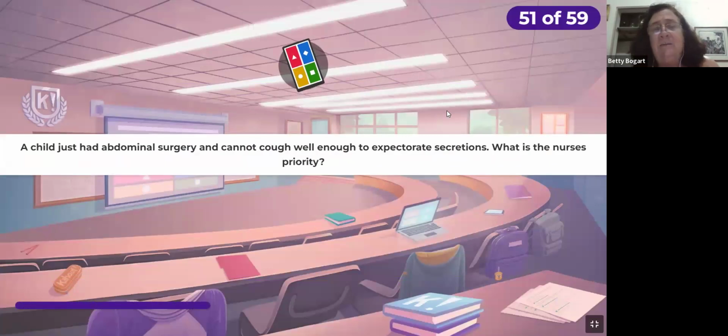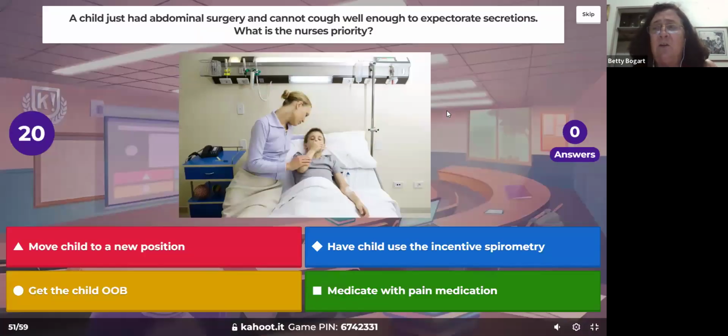A child just had some surgery, can't cough, and can't cough enough to expectorate the secretions. What is your priority? What happens if they're not coughing and expectorating secretions? Abdominal surgery, chest surgery.